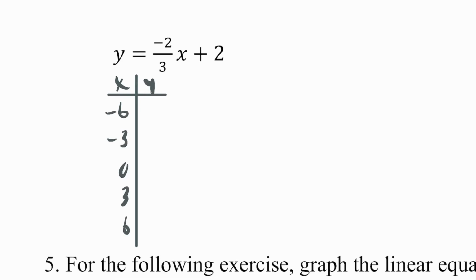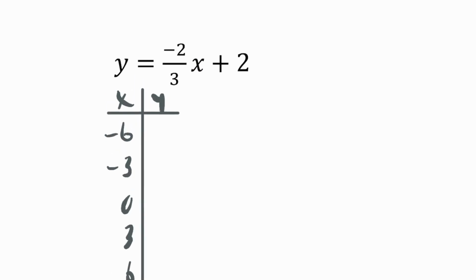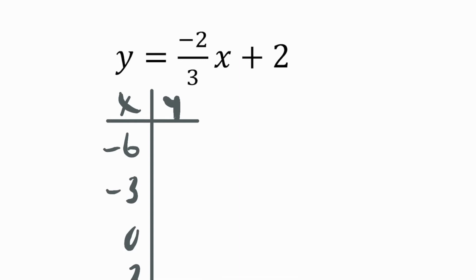So I'm going to take the -6 and plug it in for x and see what I get as a result, okay? So the y value, this will be -2/3 times -6 plus 2. And you can think of this, if you want, as being 12 over 3.